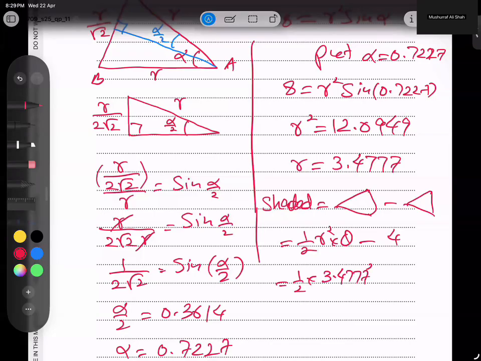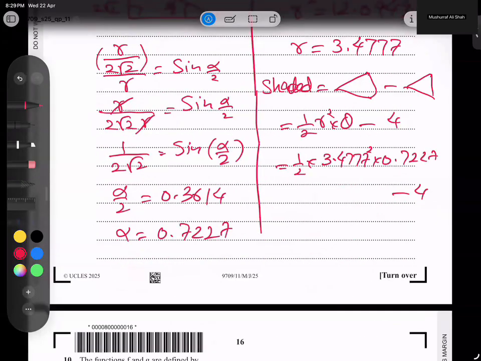3.4777 power 2 into alpha value. I've got it on top, 0.7227 and minus 4. And I'm going to finalize it. So square it and into 0.7227 and divide by 2 and minus 4.